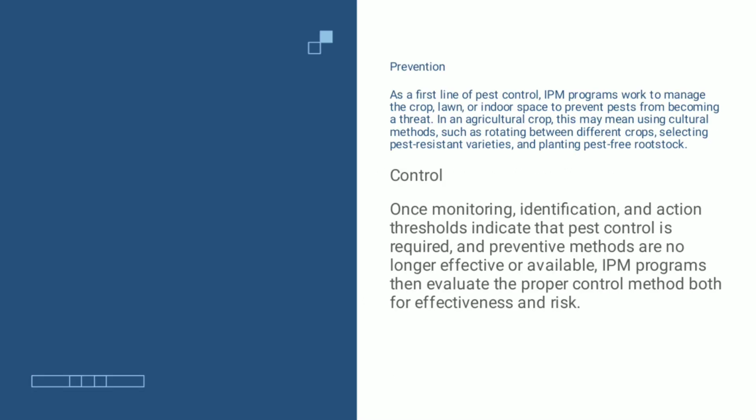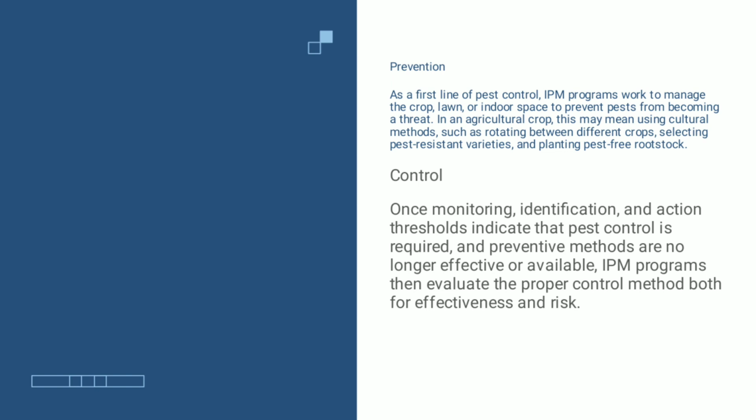Prevention: as the first line of pest control, IPM programs work to manage the crop, lawn or indoor space to prevent pests from becoming a threat. In an agriculture crop, this may mean using cultural methods such as rotating between different crops, selecting pest resistant varieties, and planting pest free rootstock.